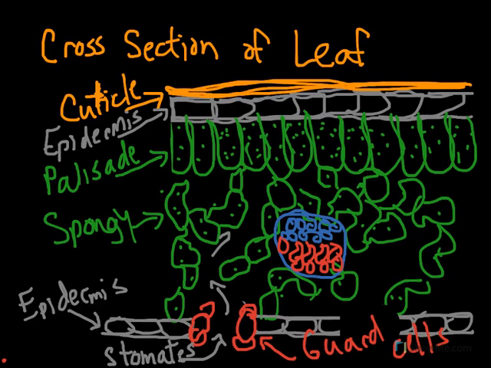Then we mentioned the stomates being the openings in the underside of the leaf mostly, and that's where the exchange of carbon dioxide and oxygen take place. And then, of course, the guard cells that can close up the stomates in times of drought to prevent the loss of water.